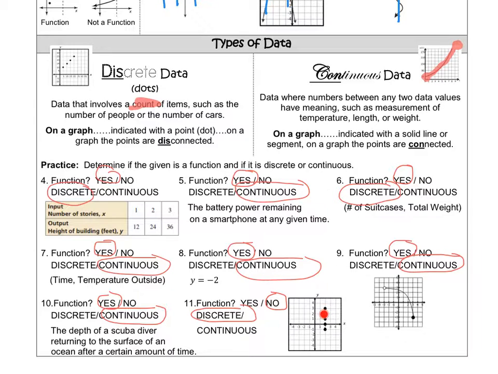And 11, it fails the vertical line test, so it's not a function, but they are separate points or disconnected points, so it is discrete.